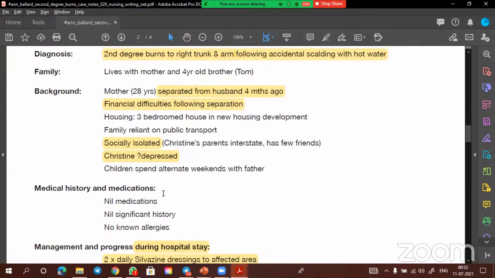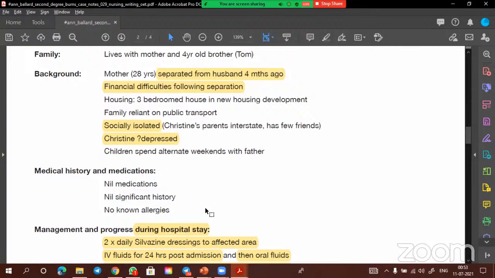All right. No medications, nil significant history, no known allergies. That means there are no problems. So you can use: there is no issue, no problem, no concern, no difficulty, nothing special. So you can use normal, or conditions were normal. The condition was normal. Her condition was uncomplicated, you can say.